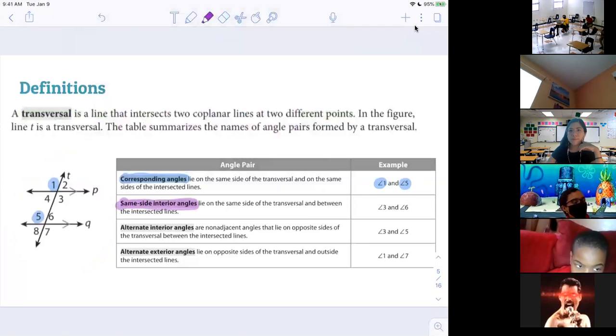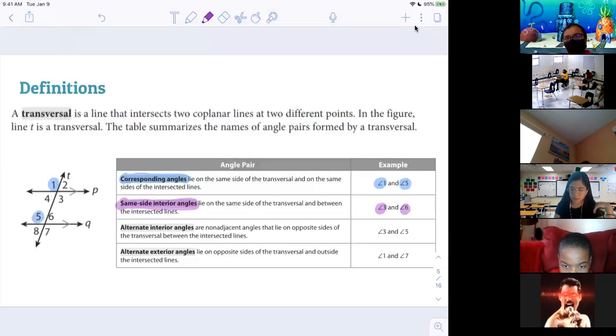Okay, I'll go. Go ahead. Same side interior angles lie on the same side of the transversal and between the intersecting lines. Good. So now we're looking at something that's on the same side of line T, but it's going to be in between P and Q. So for example, they give us 3 and 6. So I have 3 right here, 6 right there. Those are same side interior angles.